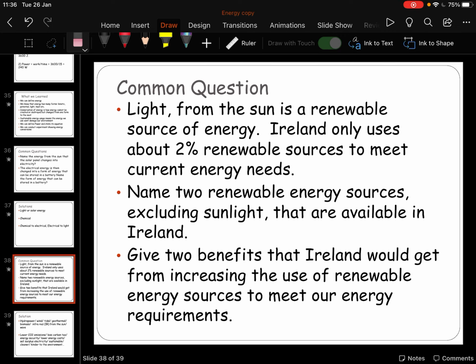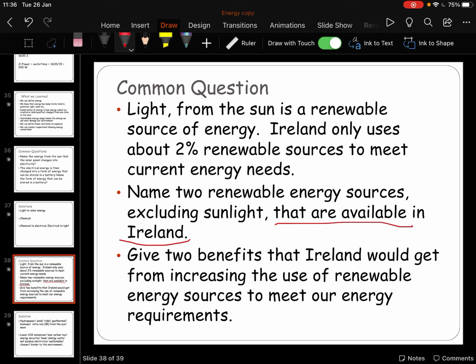So common question number 2. These are exam paper style questions, if you will. Light from the sun is a renewable source of energy. Ireland only uses about 2% renewable sources to meet current energy needs. Name 2 energy sources available in Ireland, excluding sunlight, so you can't use solar panels. Well, for Ireland, the 2 easiest ones would be the wind, because we've lots of wind, and then we have to go with hydro. So wind and hydro.